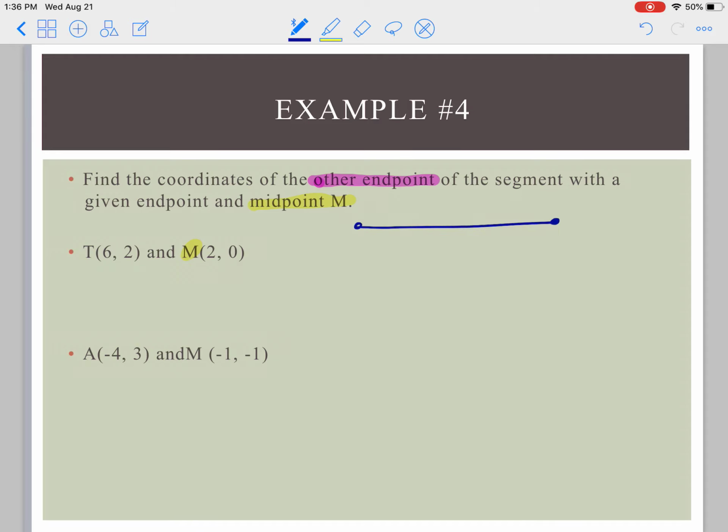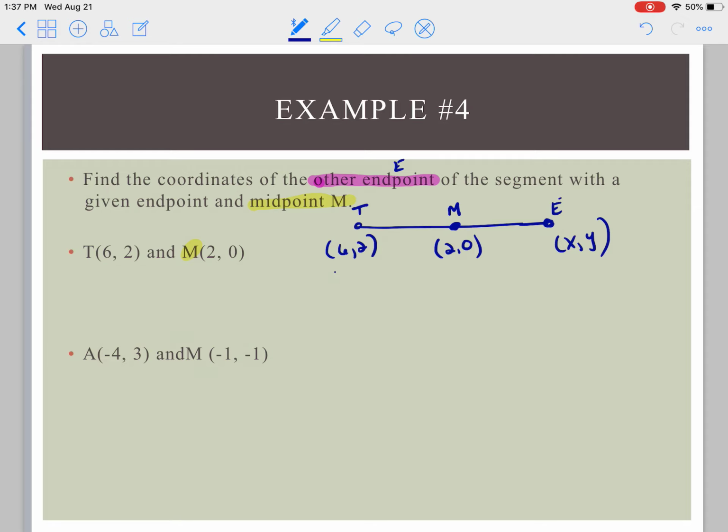So I need to draw a diagram. I have a point T. I have another endpoint that I'm going to call E, just to have it as an endpoint. In the middle is point M. The coordinate is 2, 0. The coordinate is 6, 2. Don't know. And instead of putting a question mark this time, I'm actually going to put an X and a Y coordinate because that's what I'm looking for.